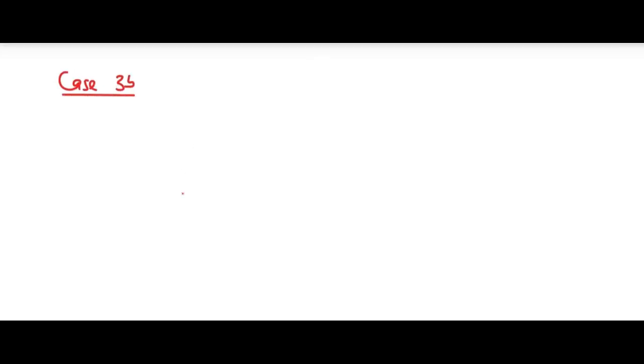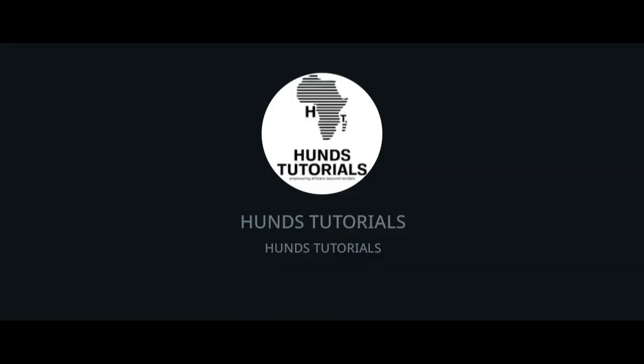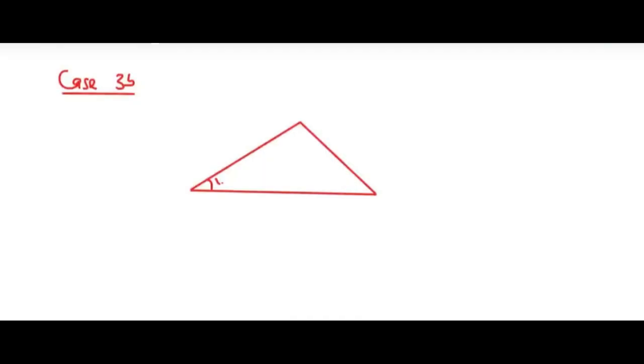So case 3b, I have a triangular surface, right, with an angle theta here and here. Then I have a pulley on it. Upon the pulley is a rope, and to each end of the rope is a mass.